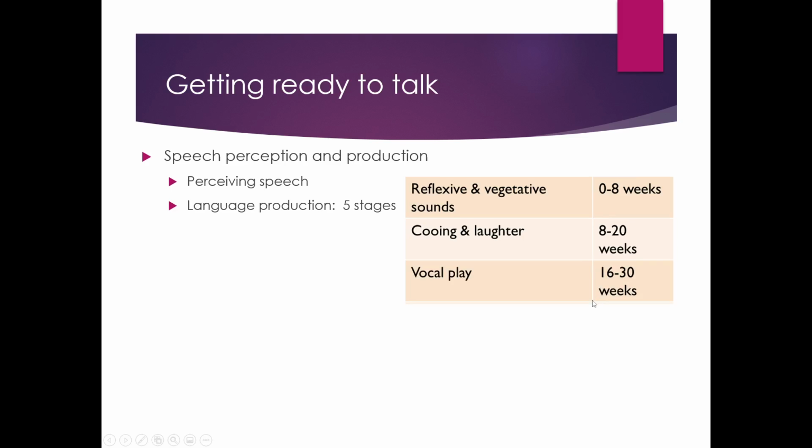Okay. Vocal play. Now you'll start to notice that there's overlaps of the age bracket because babies do have different timing of the developmental stages. So some babies will start to move into vocal play while others are still doing a lot of cooing and laughter. Cooing and laughter will also be occurring even as the child's moving on to the vocal play phase, which typically will start to emerge around 16 weeks and carry on until they're about 30 weeks of age. So a reasonably long period of time that they'll be doing the vocal play.